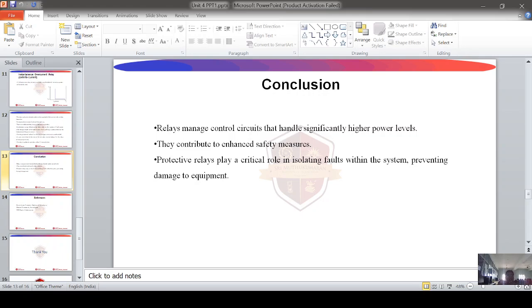Conclusion. Relays are essential for protecting power systems, and static relays improve safety and reliability. They help isolate faults quickly. They prevent damage to equipment and ensure smooth operations.